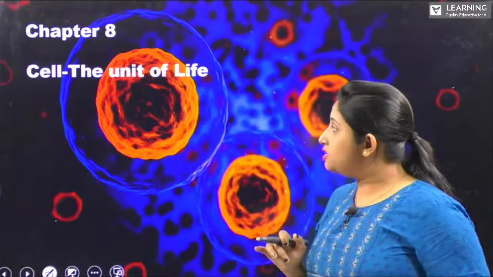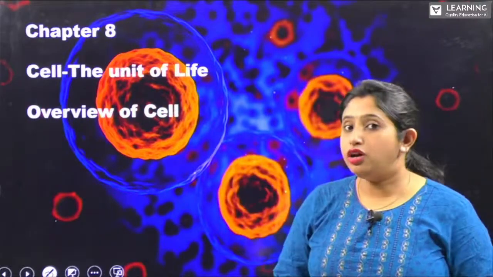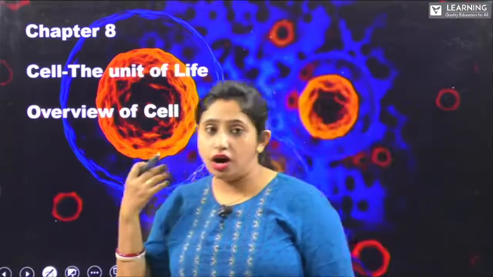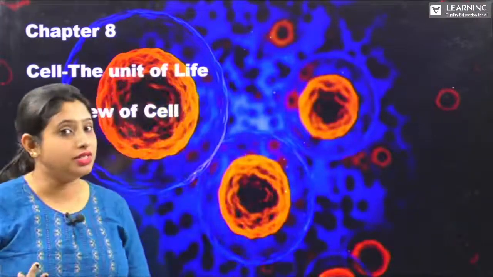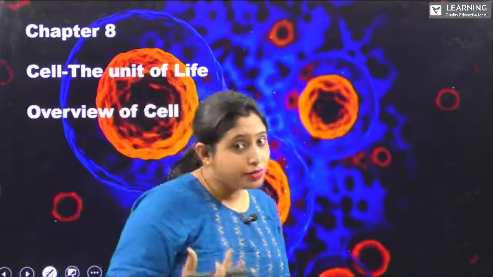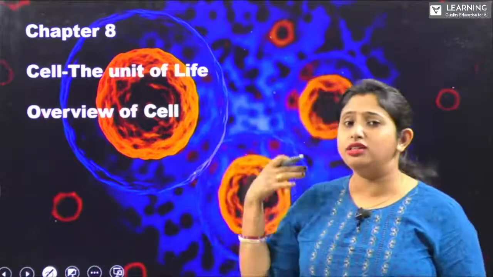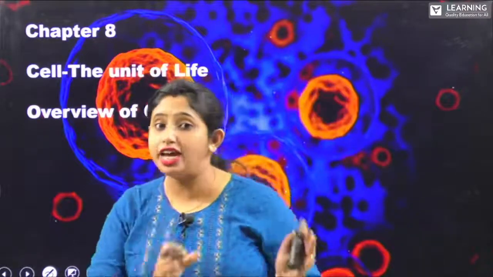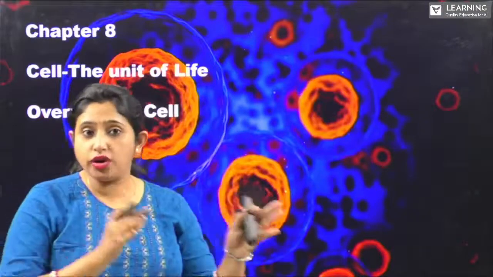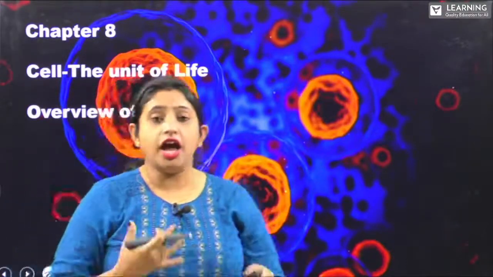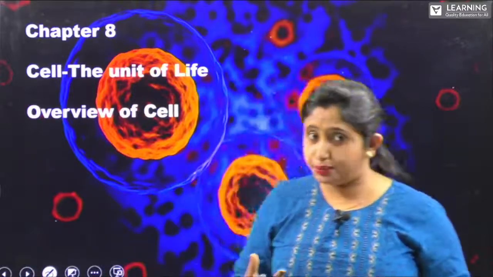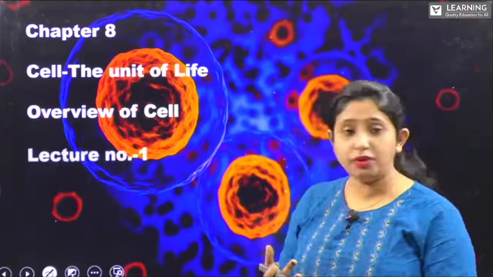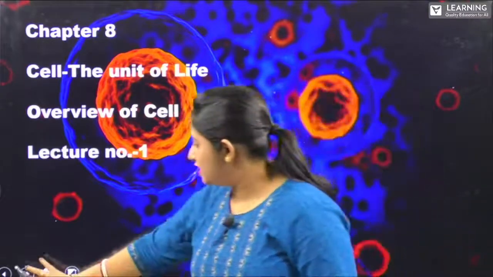In today's class you will be looking into the overview of the cell: what is a cell, who discovered the cell, who observed the living cell and the dead cell, and what the different types of organisms based on the cell are. Then we'll see the types of cells, that is the prokaryotic cell and the eukaryotic cell. And we will also be learning about the plant cell and the animal cell. This is your lecture number 1. So let's begin today's session.